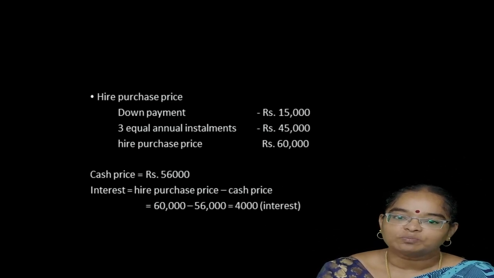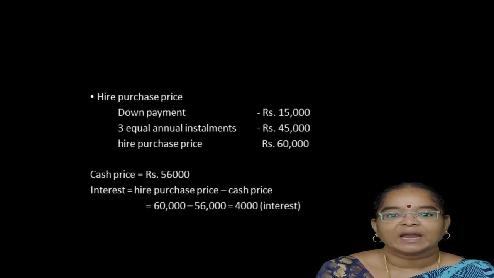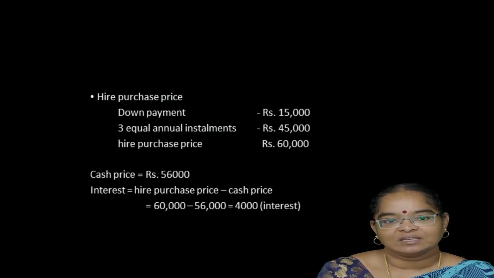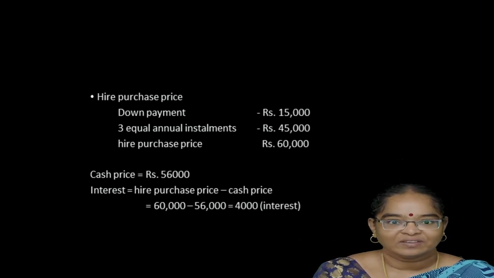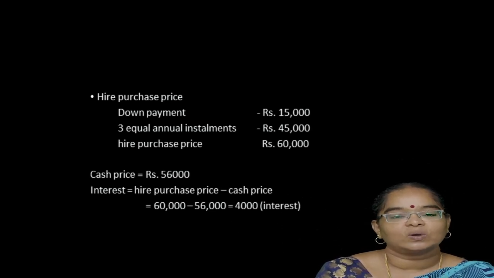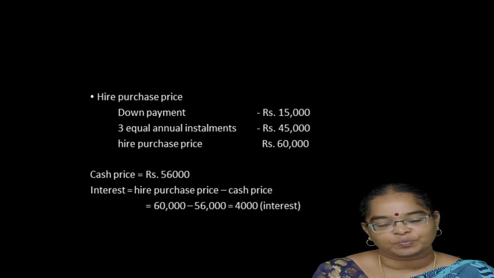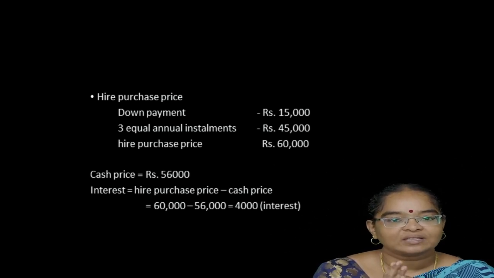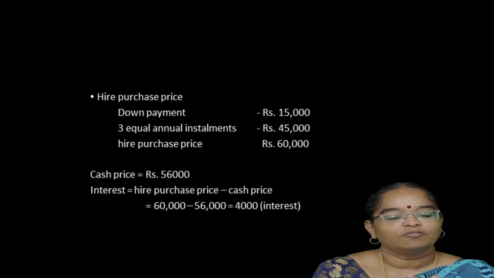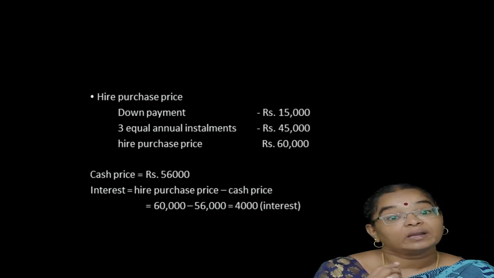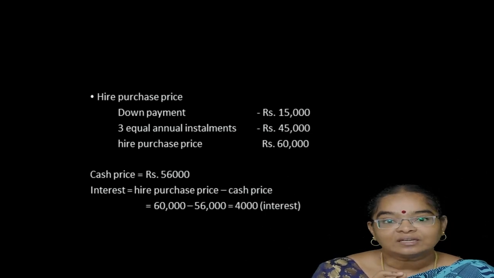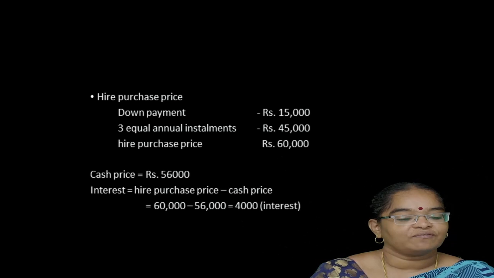And the difference between hire purchase price and cash price is known as interest. We already know that hire purchase price equals cash price plus interest. So interchange the items: interest equals hire purchase price minus cash price. So 60,000 minus 56,000 is equal to 4,000. I compute that 4,000 rupees is paid by the hire purchaser as interest, but I have to compute the interest included in each and every installment.